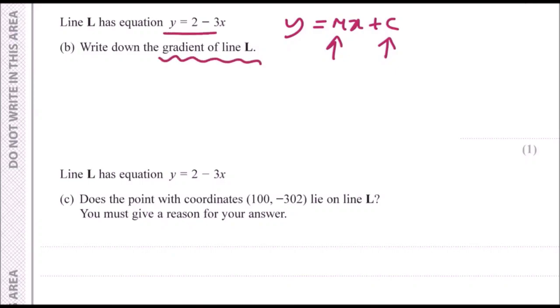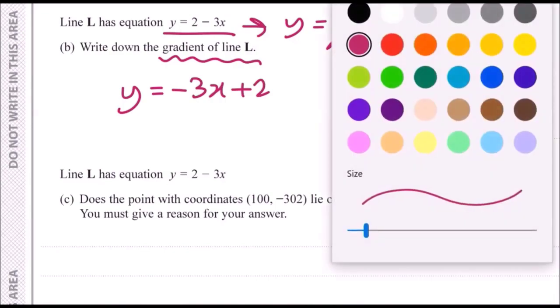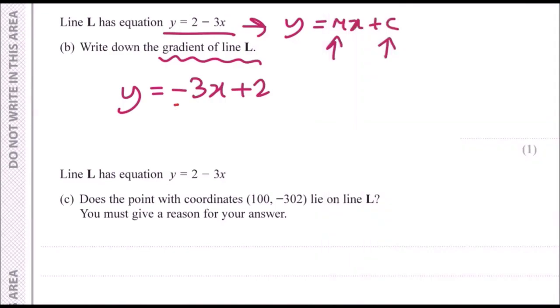Just look at this equation right now. I would just tidy this up a bit. I'll make it look like this form right here, so I'll put minus 3x first. So we're going to have y equals minus 3x and then plus 2. So clearly the gradient is just the value from the x, in this case, minus 3. That's it. So m equals minus 3.